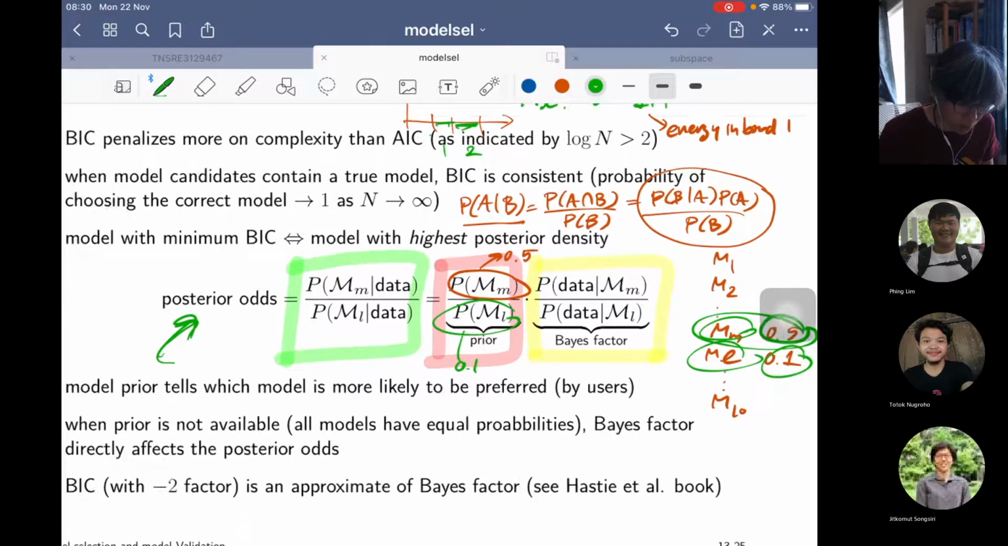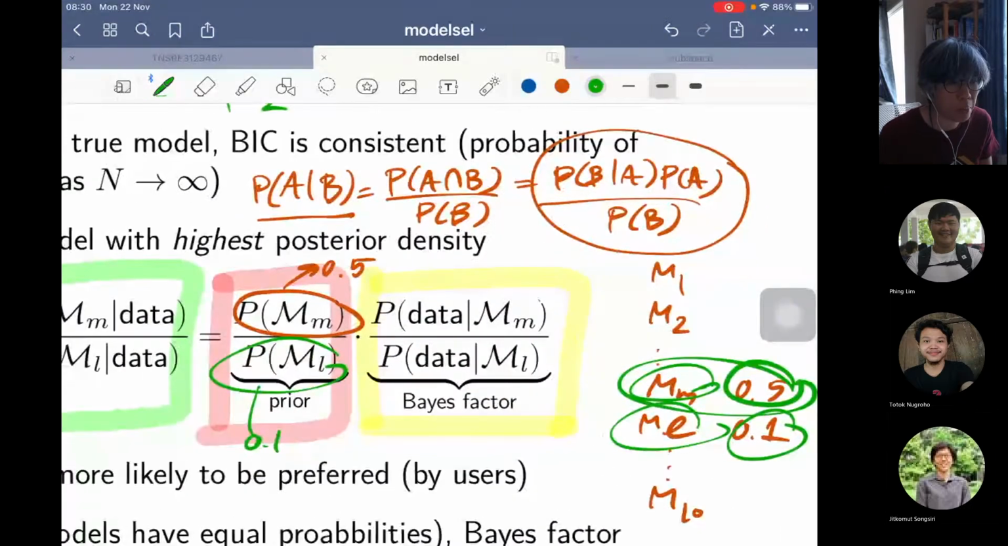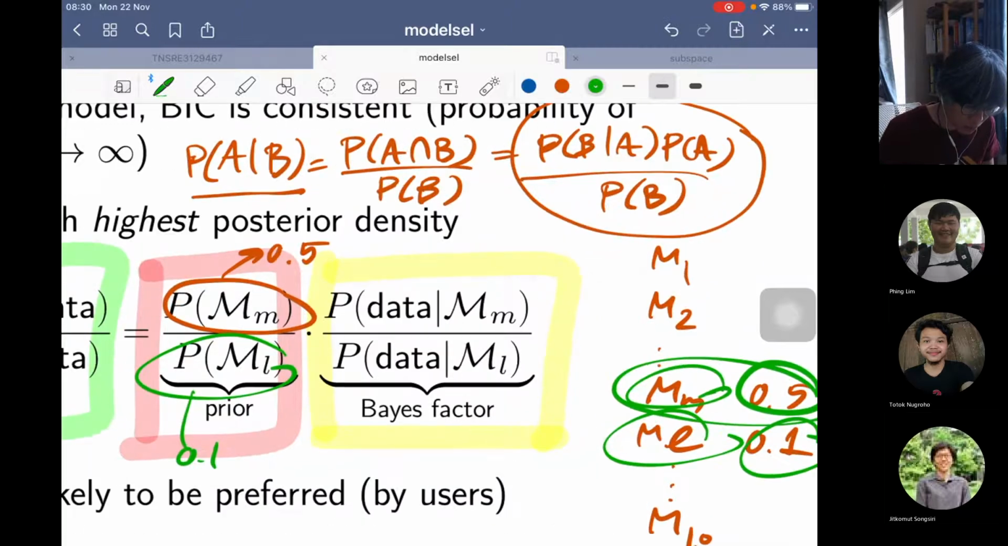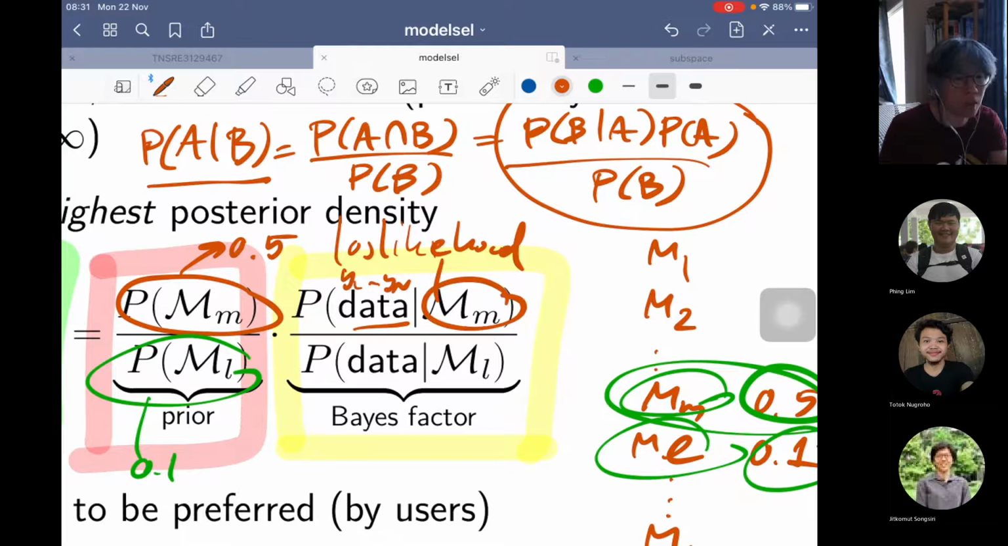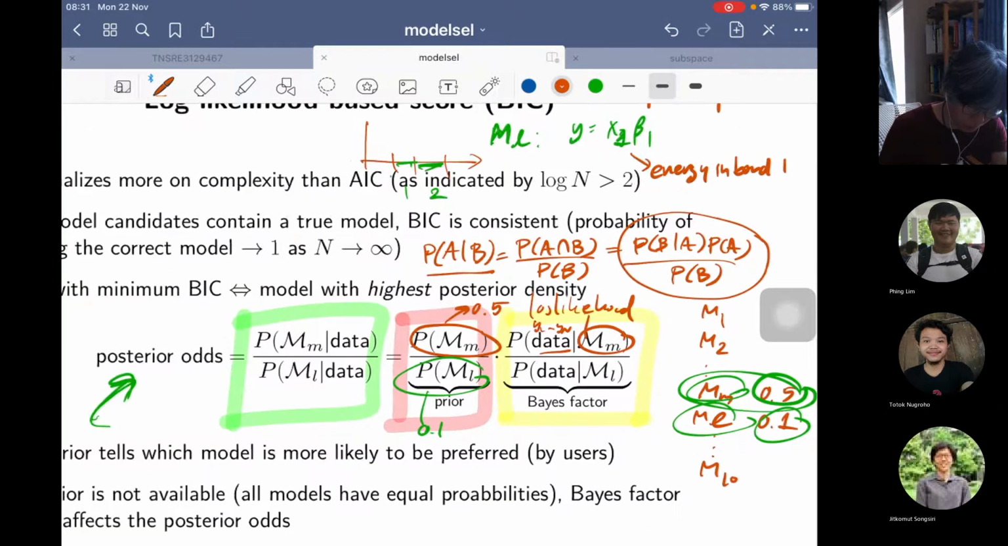Now let's take a look at the yellow box. The yellow box is actually the probability of data given the model. Sorry, this is actually the log likelihood function that we derive in the ML scenario, right? Probability of data y1 to yn, given that you use the model parameters, the model structure according to model M.